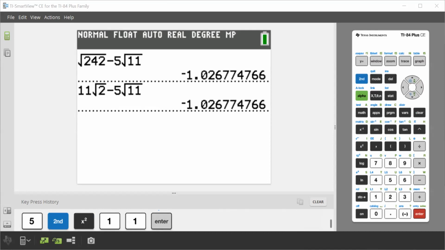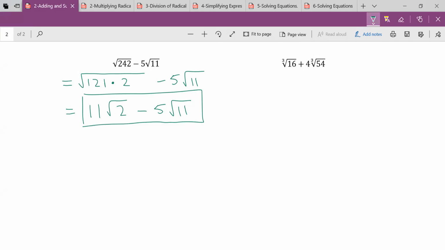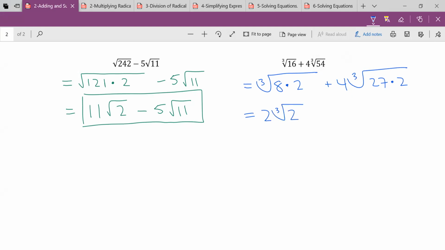Okay, what about with cubes? No big deal. Cubes are the same thing. So what I say to myself is 8 is a perfect cube, so 8 times 2. 54, 27 is a perfect cube. That's a factor of 54. Cube root of 8 is 2. Remember, you need that index of 3 right there. And on the second term, cube root of 27 is 3, so I go 4 times 3 is 12.